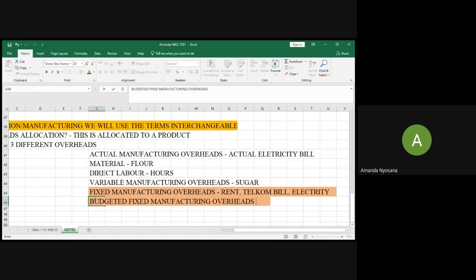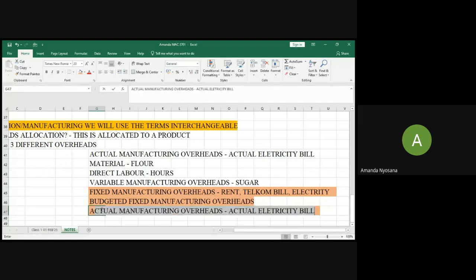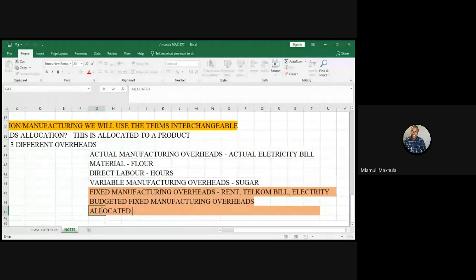And then what happens at the end of the year when the electricity bill comes, and you find it's different from what you budgeted? Now it means when we get to December, those magwinyas that you have already produced, they've been valued in terms of material, in terms of your direct labor, in terms of your variable manufacturing overhead, and in terms of your budgeted allocated fixed manufacturing overheads.